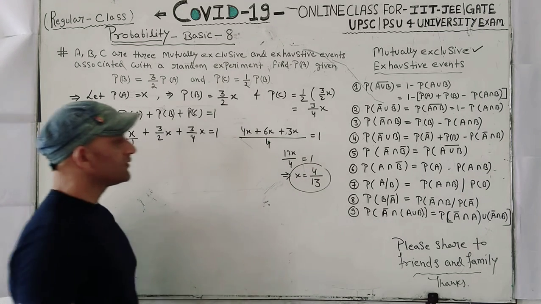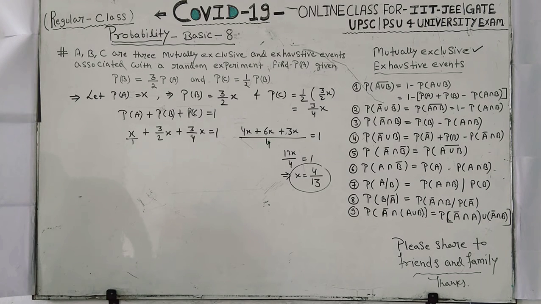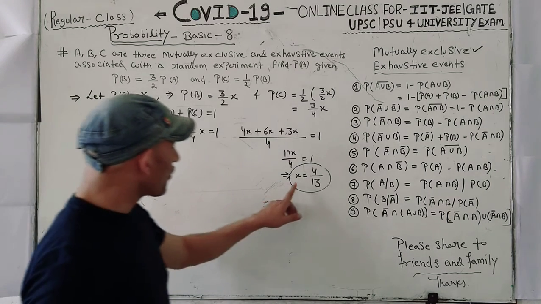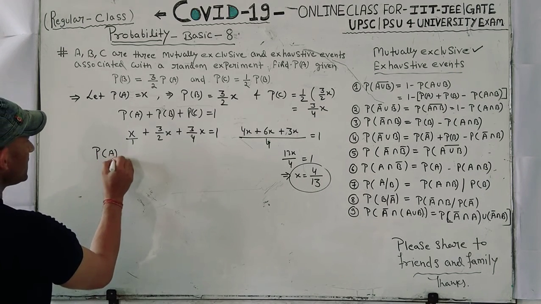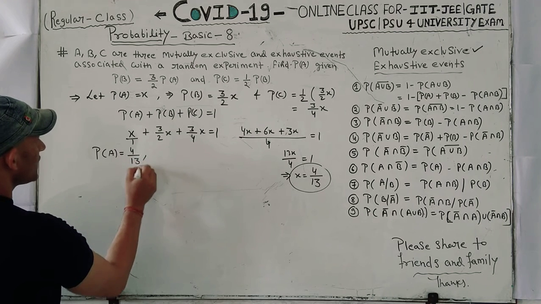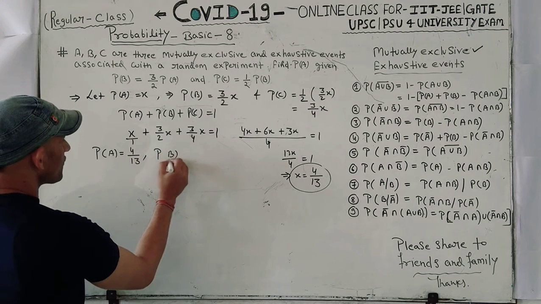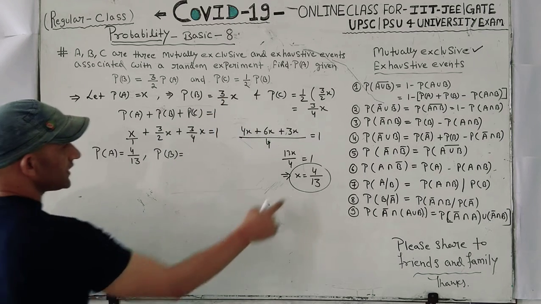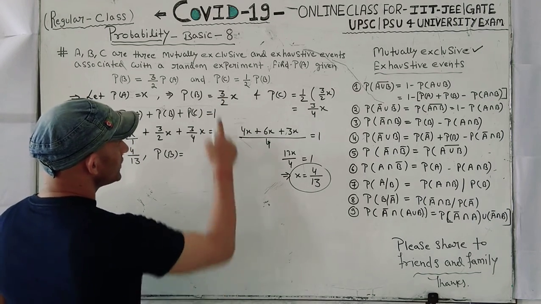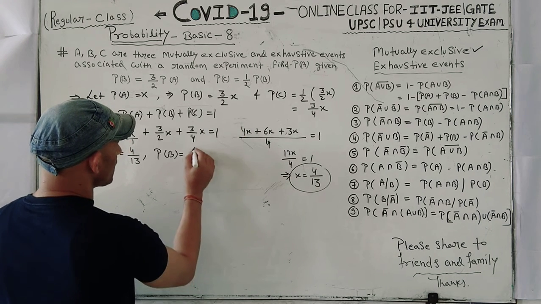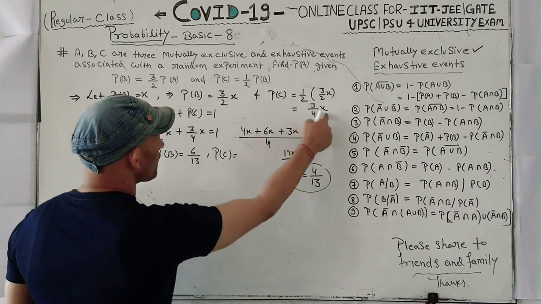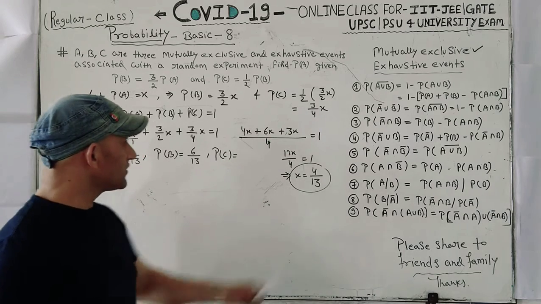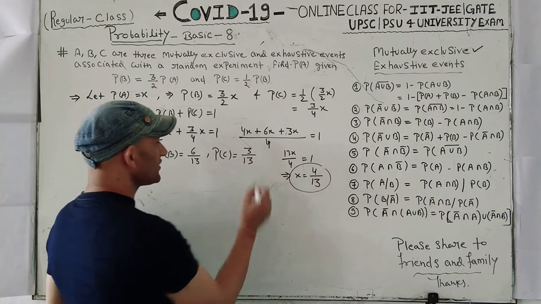Now you can find the other cases. You have got X equal to 4 upon 13. So probability of A is 4 upon 13, and probability of B is 3 upon 2 into X, which is 3 times 4 upon 2 times 13, so 2 twos are 4, and 3 twos are 6 upon 13. And probability of C is 3 upon 4 into X. If you multiply this, you will get 3 upon 13. That is your answer.